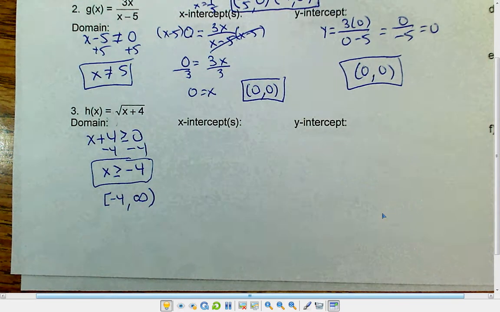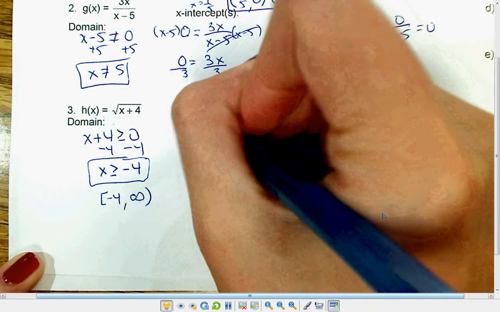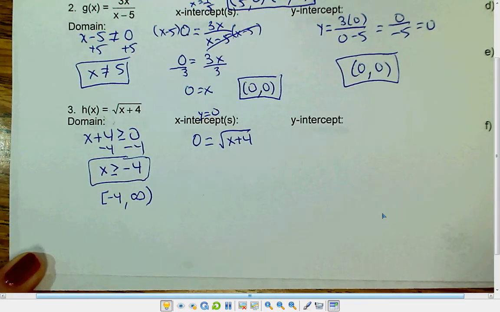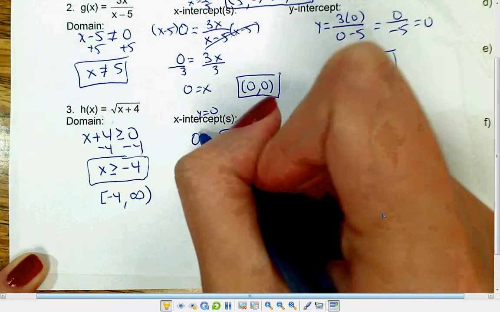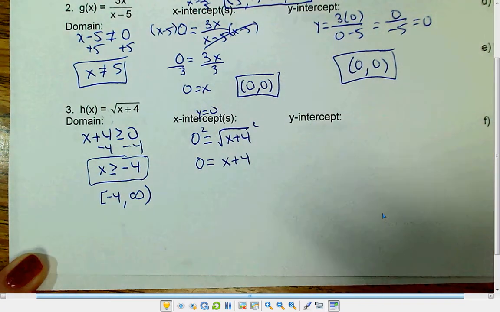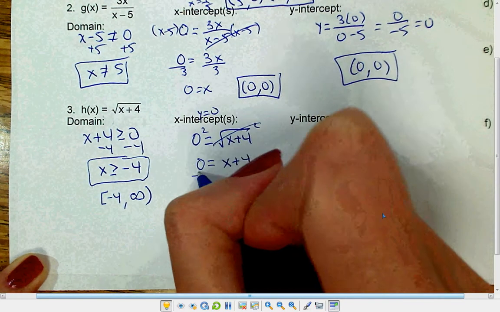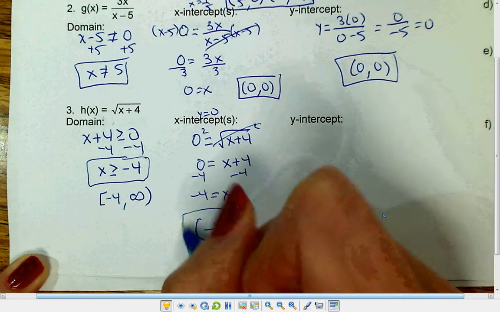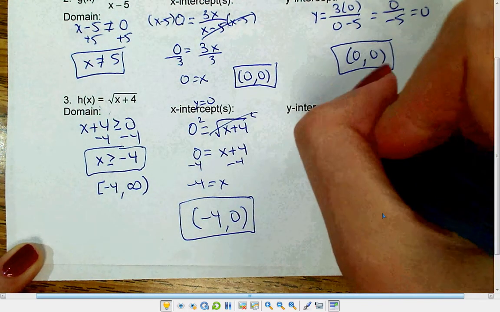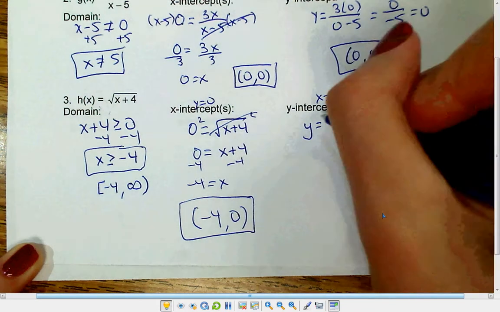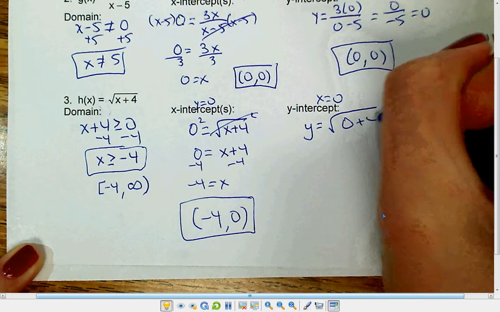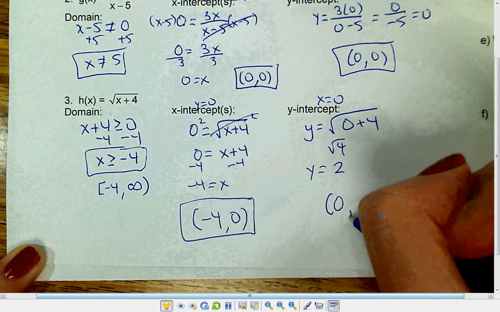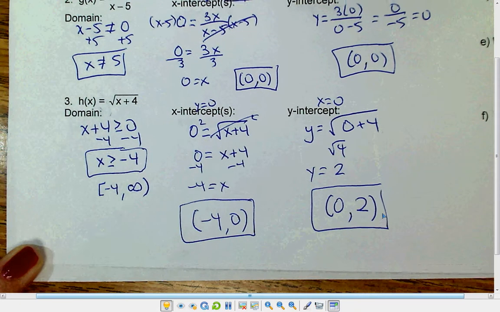Okay, so x-intercept, again, this is when your y is 0, so I'm going to set y equal to 0 and solve for x. To get rid of the square root, I'm first going to square both sides, because those cancel out. Subtract 4, so I have x is equal to negative 4. So x is negative 4, my y is 0. This is my x-intercept. And then for my y-intercept, this is when x is 0, so I'm plugging in 0 for x. Simplify, this gives us 2. So 0, and my y value is 2. This is my y-intercept.